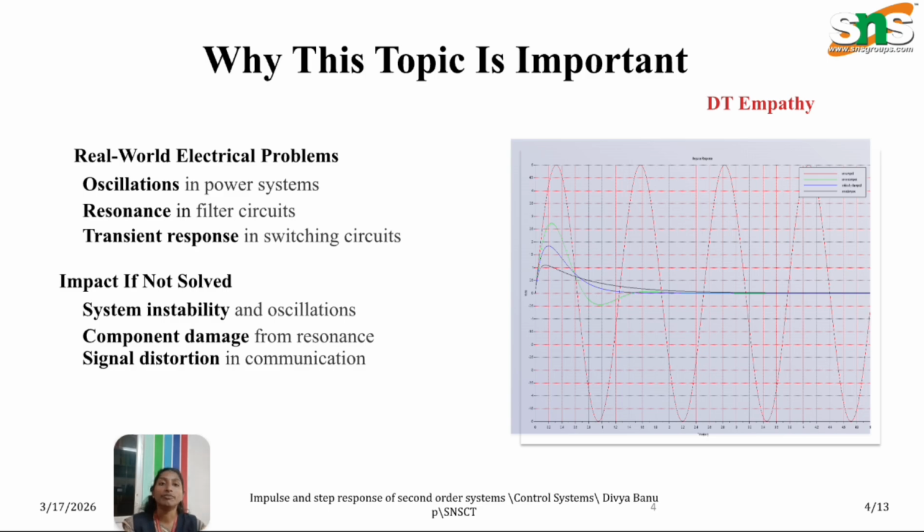As we have already discussed, all these topics are very important in electrical engineering because we have many real world electrical problems in power systems, in circuits and in drives. Oscillation is the main problem in power systems, resonance is the main part in filter circuits, and transient response matters in switching circuits. All these play a major role in electrical applications. What is the impact if not solved? These are done in order to prevent system instability, component damage and signal distortion.